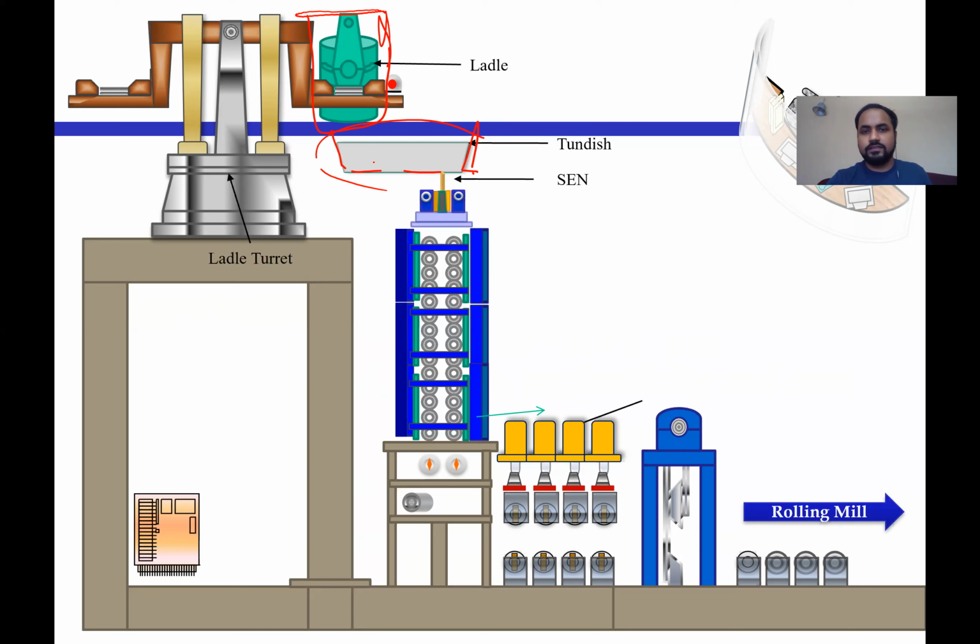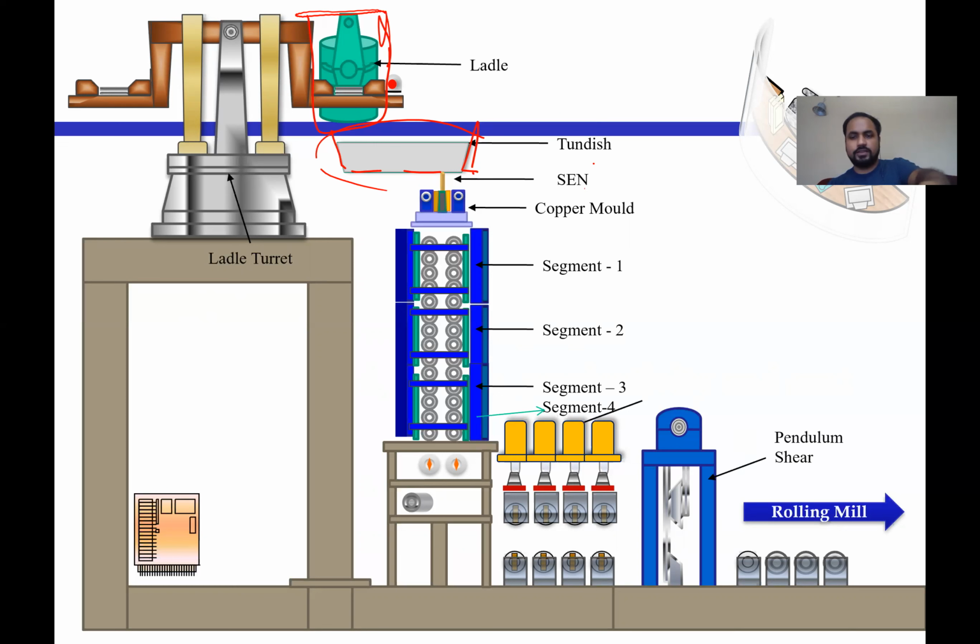There's a nozzle, called a submerged entry nozzle, which goes to a mold. You have a copper mold. They use a copper mold because what they want is, as soon as I pour it, the surface should cool down so that it makes a really strong outside layer, whereas the inside of the material will still be in the molten form. So you have a copper mold, there are a bunch of rollers, and there's a pendulum shear. I'll explain what that does.